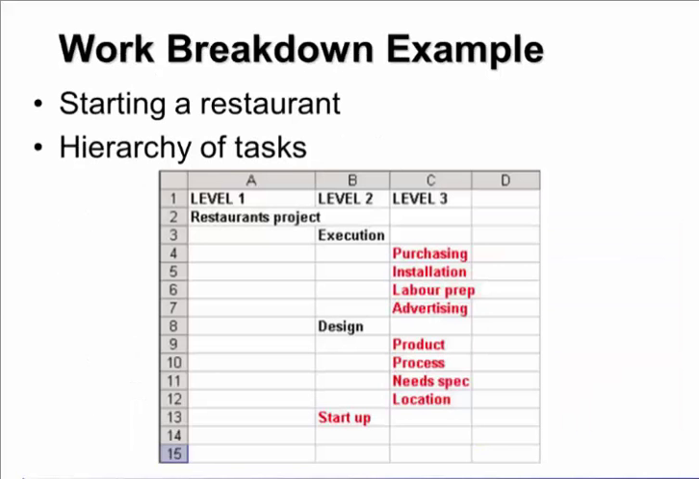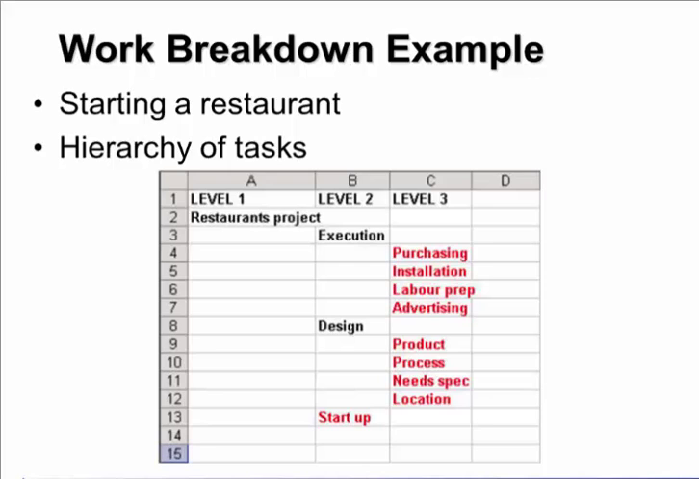So an example of a work breakdown structure could be, for instance, you want to start a restaurant. Okay, that's the customer's requirements. So you then work out the best way to do that. One of the best ways to do it is to have a plan, as far as the customer is concerned, to be the process. So in other words, you have purchasing, execution, design, and the startup phase. Okay, that's the first breakdown level.